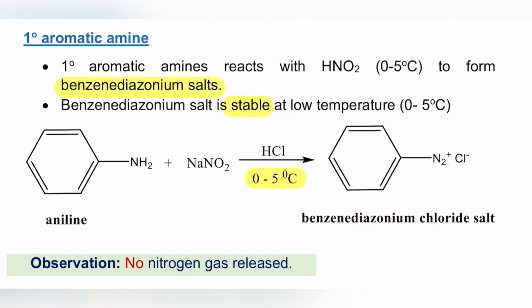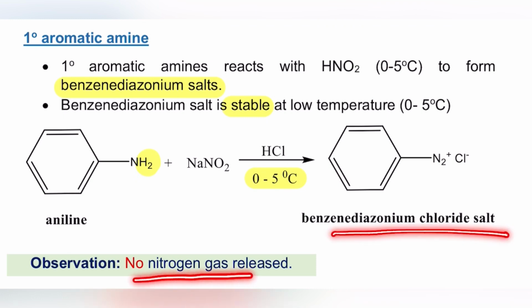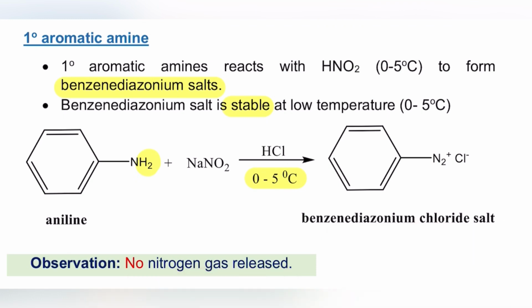Di sini, what happen? You will form N2 from NH2. So, H2 kat sini akan eliminate. Dia akan tarik jadi N2+, dan dia akan attract juga Cl- ke arah dia. So, this is benzene diazonium chloride salt. Dan observation awak hanya akan hasilkan clear solution, tapi tak ada nitrogen gas release for this part.